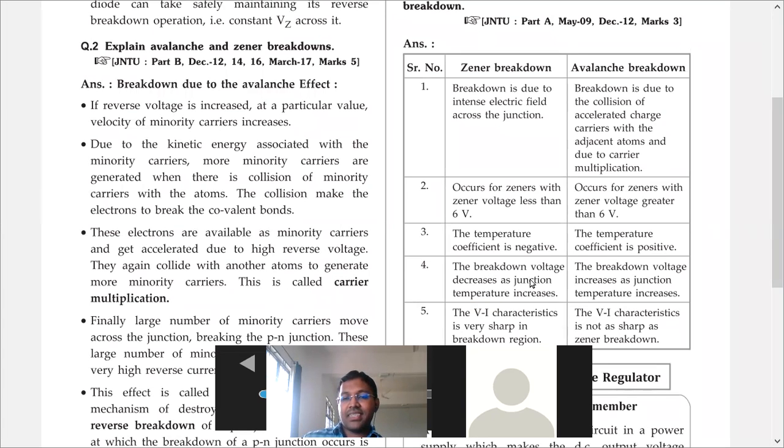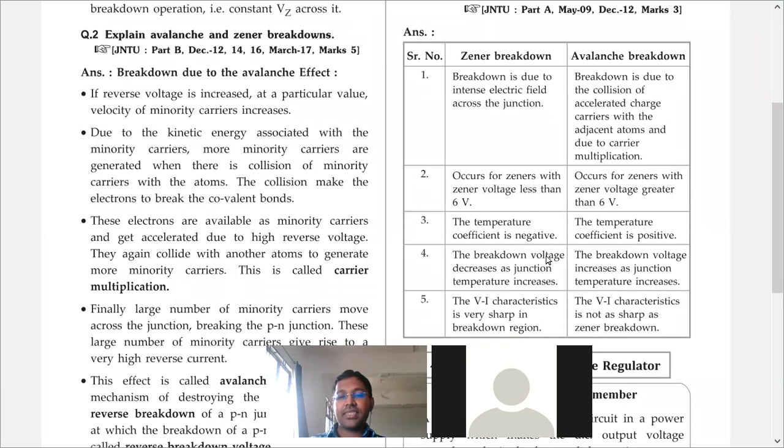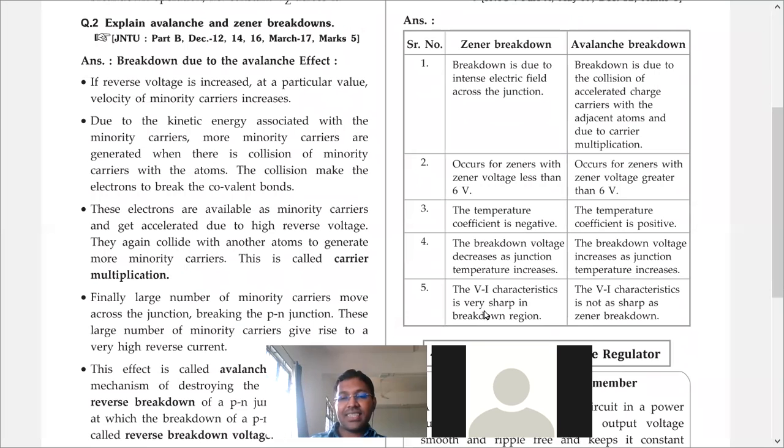The same point is given next. The breakdown voltage decreases as temperature increases. As you increase the temperature, the breakdown occurs at a lower voltage, right? For example, the breakdown of the Zener diode is 5.1 volt at room temperature. Gradually increase the temperature, it might break down at 5 volts. Whereas avalanche breakdown has a positive temperature coefficient, meaning if temperature increases, the breakdown voltage increases. Clear? Opposite. Next, the IV characteristics is very sharp in the breakdown region for the Zener diode.